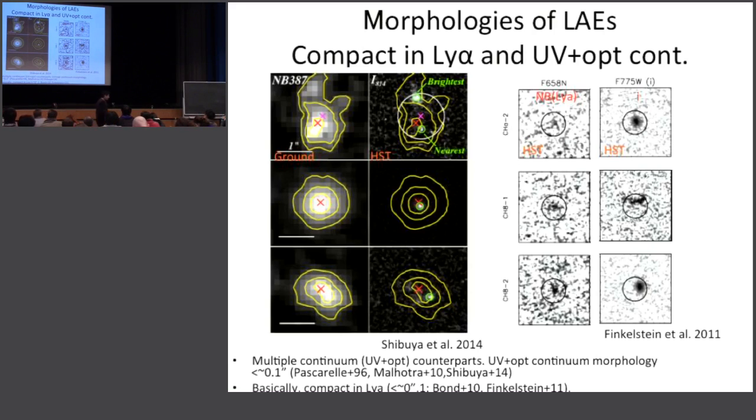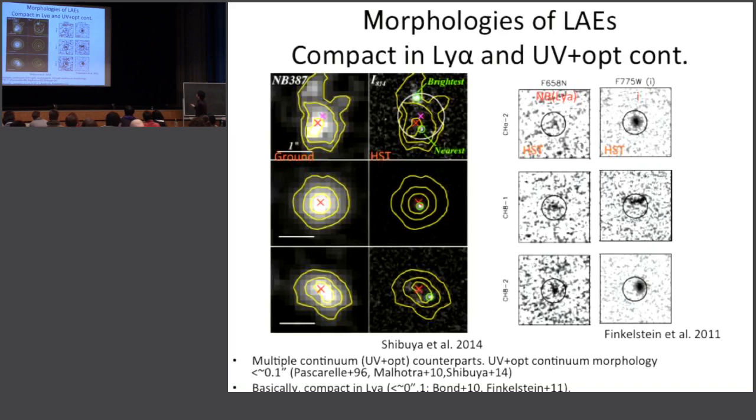There are many other attempts to measure the morphology. Even from 1996, Pascarelle et al. nicely measured the size of the Lyman-alpha emitters using the HST WFPC2 data. And actually, their claim is pretty much the same as we saw in the HST ACS and Ouchi data.